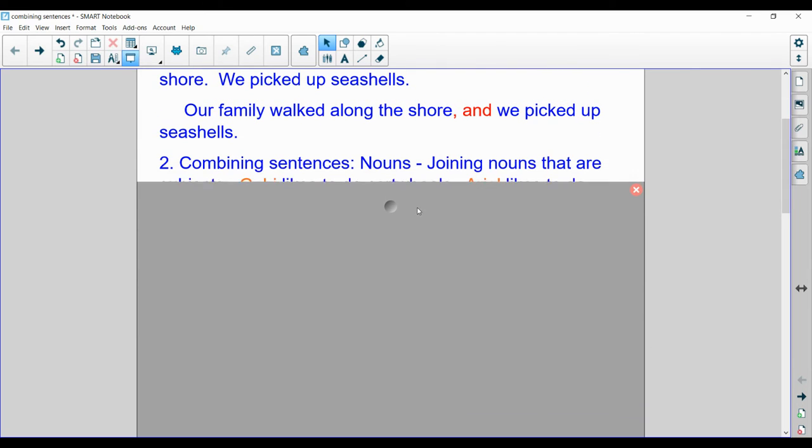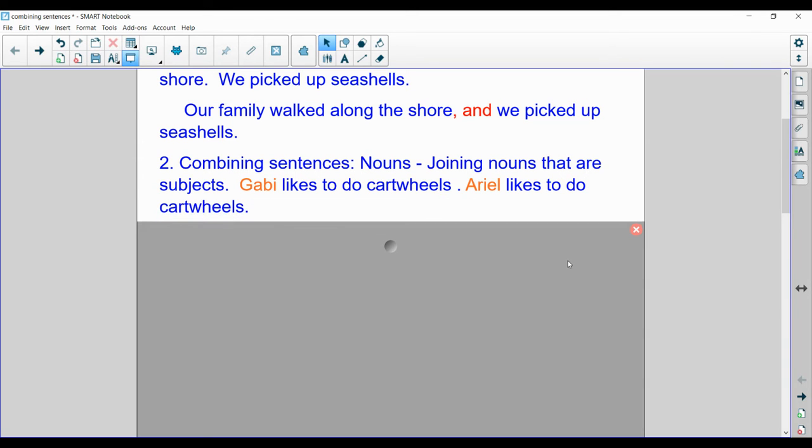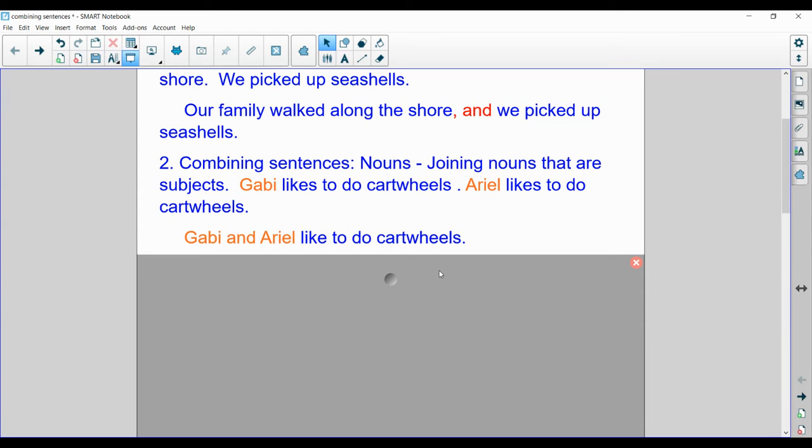That was number one. Number two, there's actually two ways that we did this one, combining sentences with nouns, joining nouns that are subjects this time. Two sentences. Gabby likes to do cartwheels. Ariel likes to do cartwheels. My predicates are the same. So I'm going to take the nouns in the subject and I'm going to join them and write the predicate once. Gabby and Ariel like to do cartwheels.